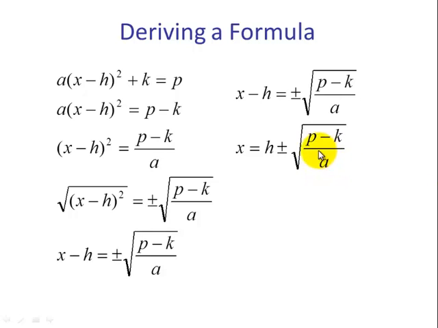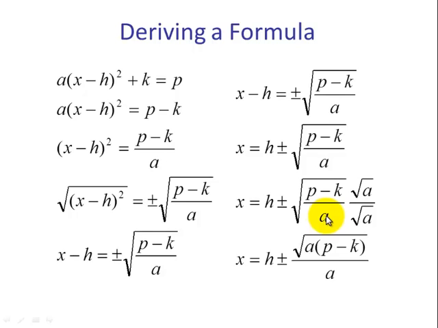Chances are a is not going to be a perfect square. So we rationalize the denominator by multiplying by square root of a divided by square root of a. We get square root of a times square root of a, which is a. Square root of a times the square root of p minus k becomes a times p minus k, all under one square root. And we have our formula.